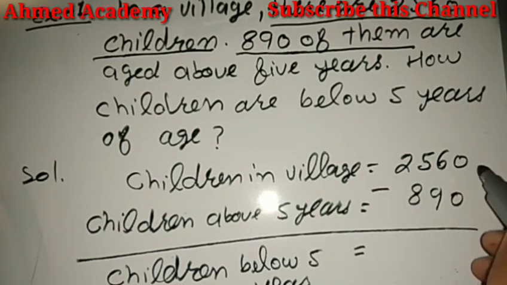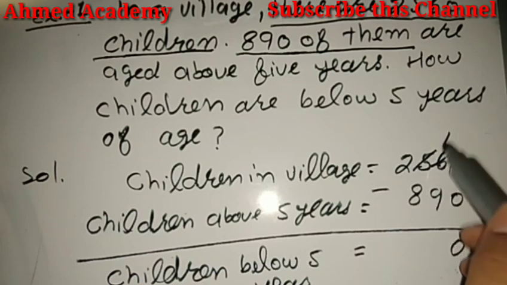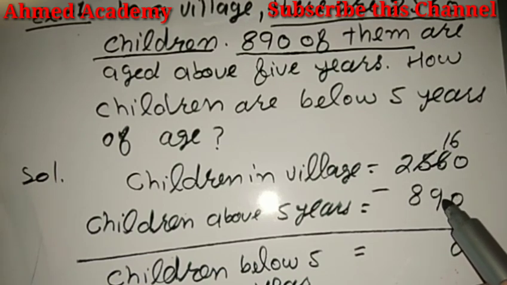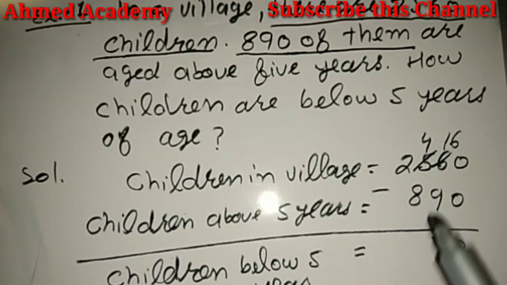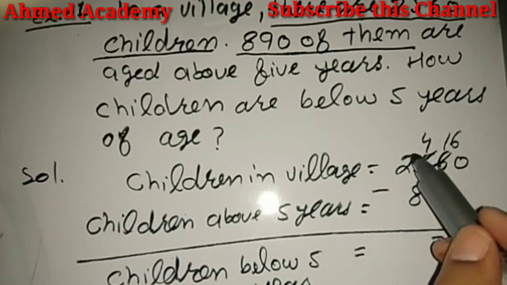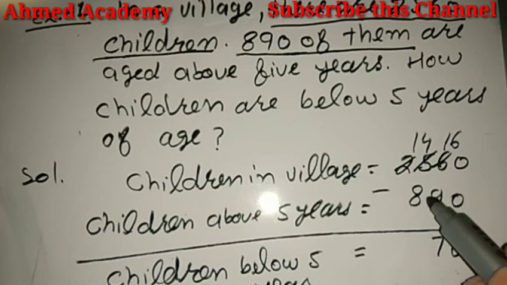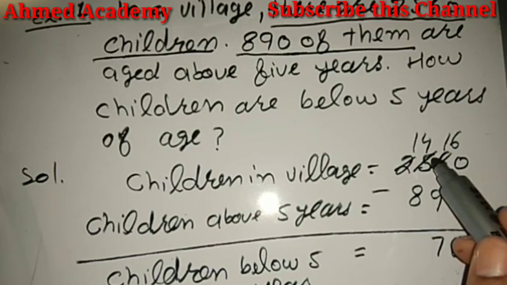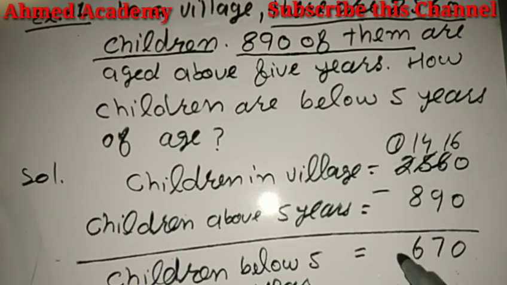So we have to subtract. 0 minus 0 is 0. We can't subtract 9 from 6, so we take a borrow from here. It becomes 16. Now 16 minus 9 is 7. Here after giving a borrow it becomes 4. Again we can't subtract 8 from 4, so we again borrow 1. It becomes 14. Now 14 minus 8 is 6. Here after giving 1 borrow it becomes 1. So this is the total number of children below 5 years of age in the village.